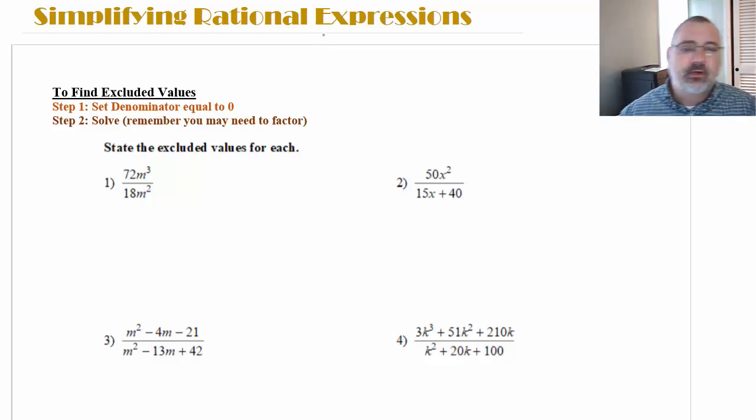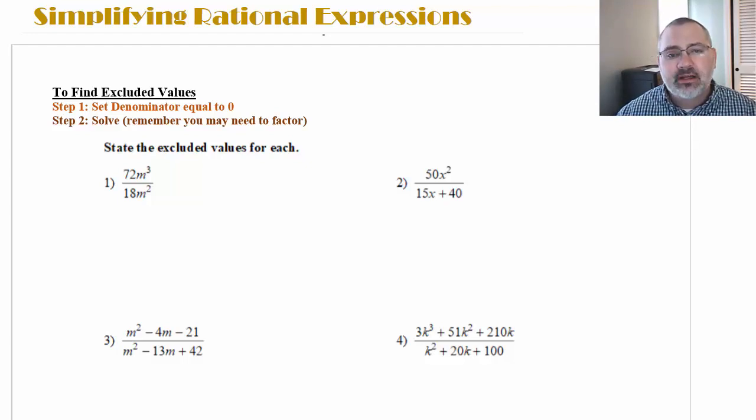And welcome to our first in a couple episodes of talking about rational expressions. Rational expressions are essentially fractions in which the numerator and denominator are both polynomial functions. In today's lesson, we're going to talk about something called excluded values and how to simplify rational expressions.